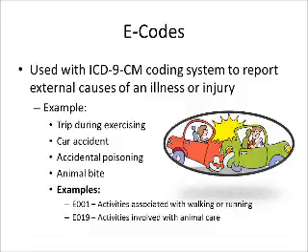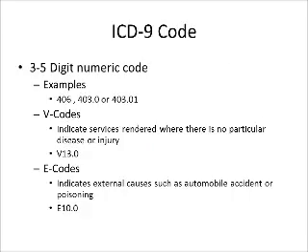E codes, on the other hand, indicate external causes, such as an automobile accident or poisoning. This would be used in conjunction with a regular diagnosis code. In other words, an E code would only be a secondary code to describe how something happened or why something happened.